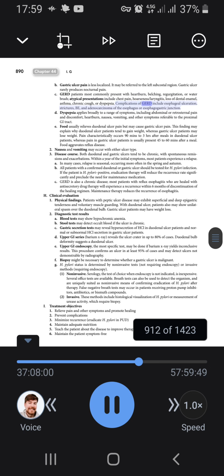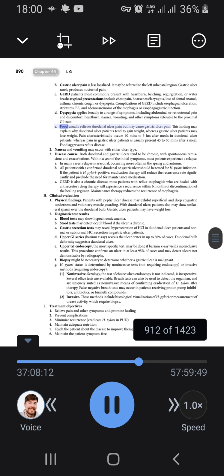Complications of GERD include esophageal ulceration, strictures, Barrett's esophagus, and adenocarcinoma of the esophagus or esophagogastric junction. D. Dyspepsia applies broadly to a range of symptoms, including abdominal or retrosternal pain and discomfort, heartburn, nausea, vomiting, and other symptoms referable to the proximal GI tract.